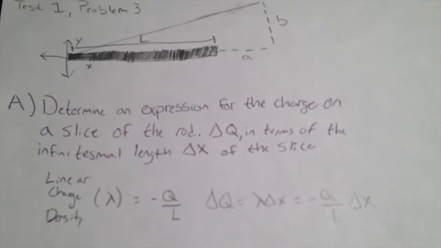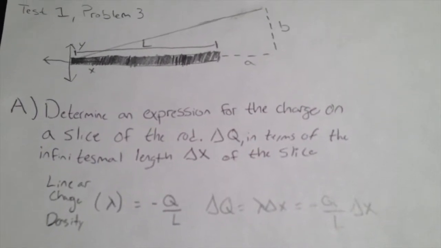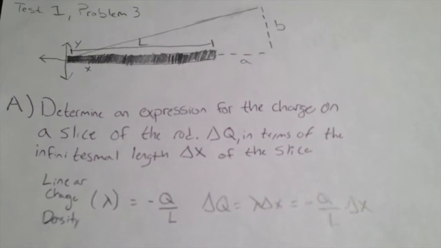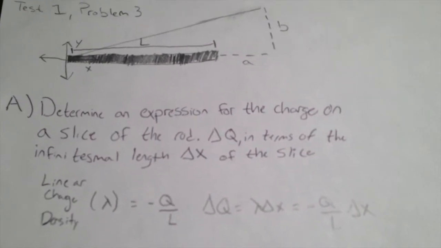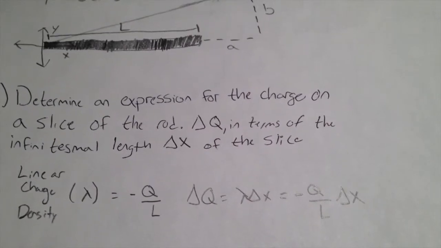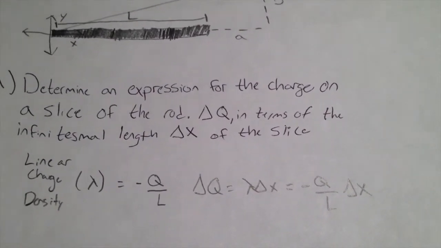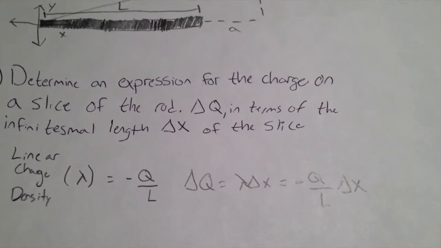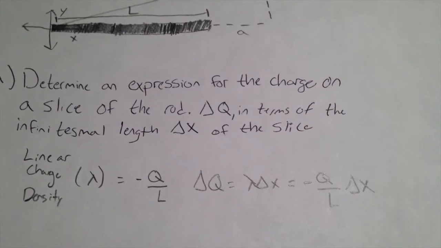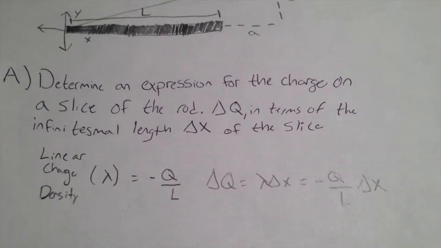So we know that to do this you need to find the linear charge density first, which for a rod is going to be Q over L. As given in the problem, the actual charge is negative Q, so it'll be negative Q over L. Then, since we know the linear charge density is negative Q over L, delta Q is equal to the linear charge density times whatever we're in respect to, which is delta X in this case. So our delta Q would equal negative Q over L delta X, so that one's pretty straightforward.